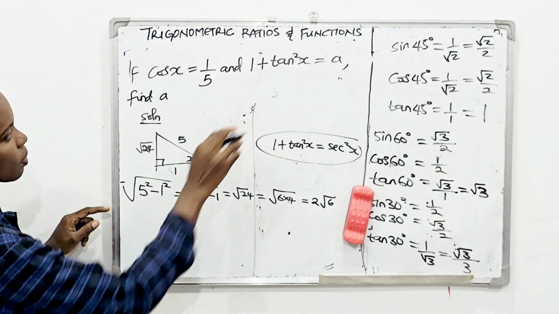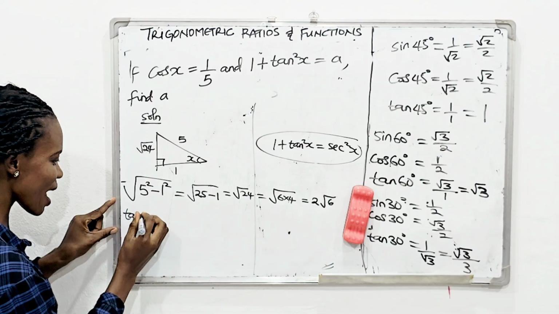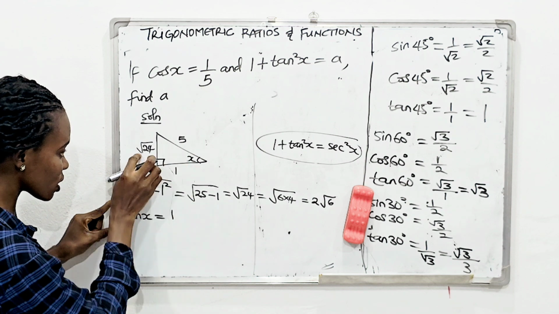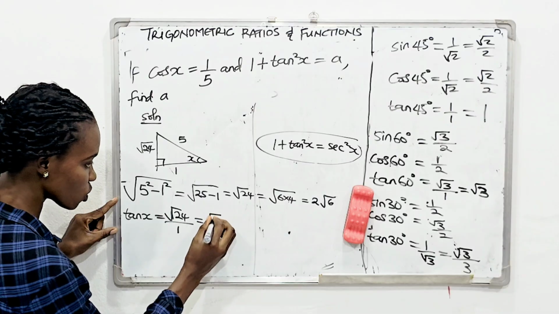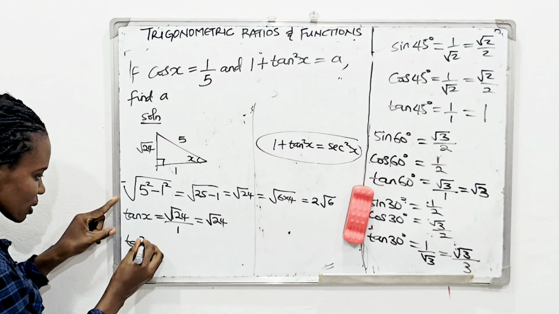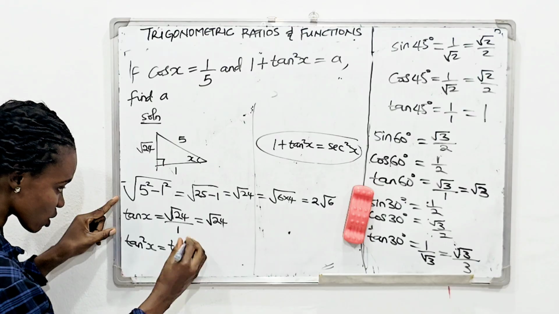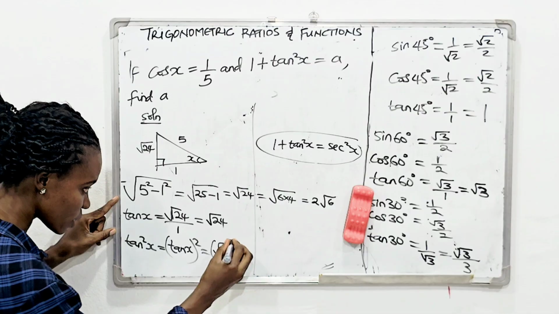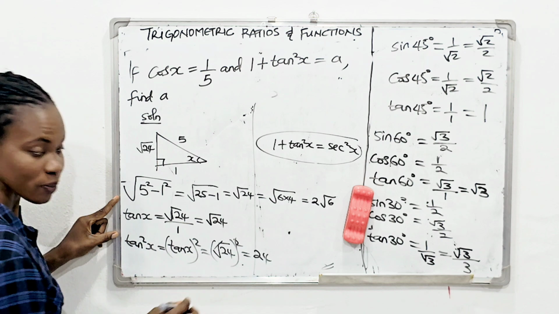Anyone? Okay, so now I have tan here. Remember, tan x is opposite over adjacent. Opposite is this, square root of 24, over adjacent, which is 1, which is the same thing as square root of 24. Is that clear? So tan square x is the same thing as saying tan x all squared. And tan x is square root of 24. So if you square it, remember what I taught you? This square will cancel out the square root. So I have 24. Is that clear?